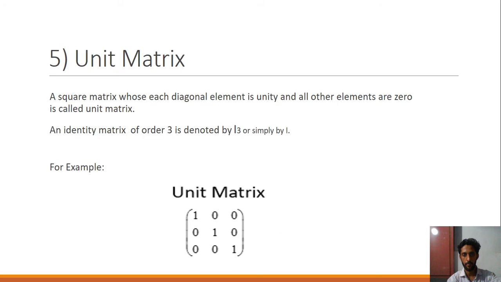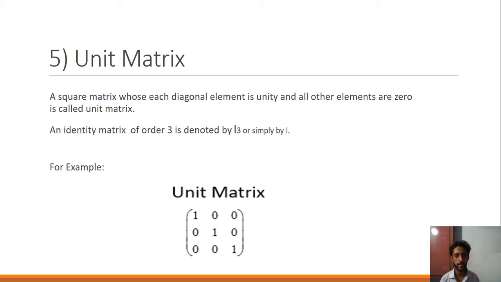Number 5 is unit matrix. A square matrix whose each diagonal element is unity and all other elements are 0 is called unit matrix. It means that a square matrix whose each diagonal element will be 1 and other than this all the entries will be 0, so it will be called the unit matrix.